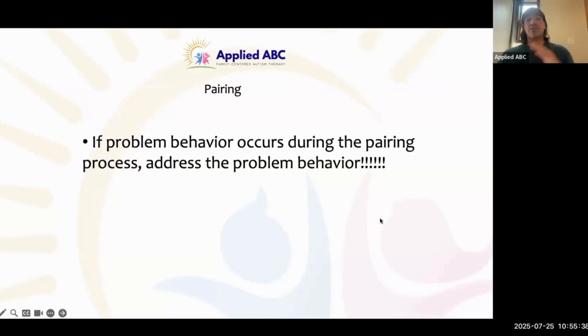If problem behaviors occur during the pairing process, we do address the problem behaviors. We don't just let it go wild. But it also tells us a lot. If we do see these problem behaviors when we're not placing any demand, then it's not escape, right? If they're getting constant attention, it's not attention. That means, okay, we know they're probably sensory. If it's access to preferred items and activities, we're generally just allowing access to items and activities during pairing sessions. So it tells us this is a really sensory motivated kid, and that is instructive.